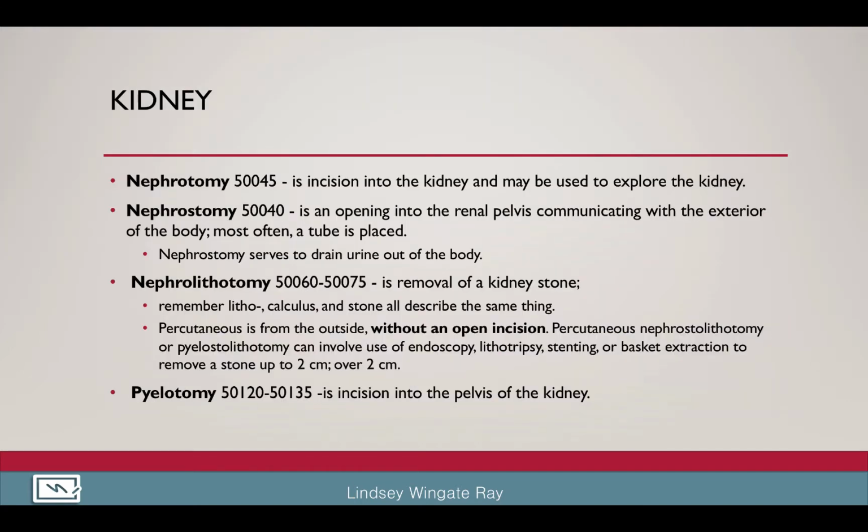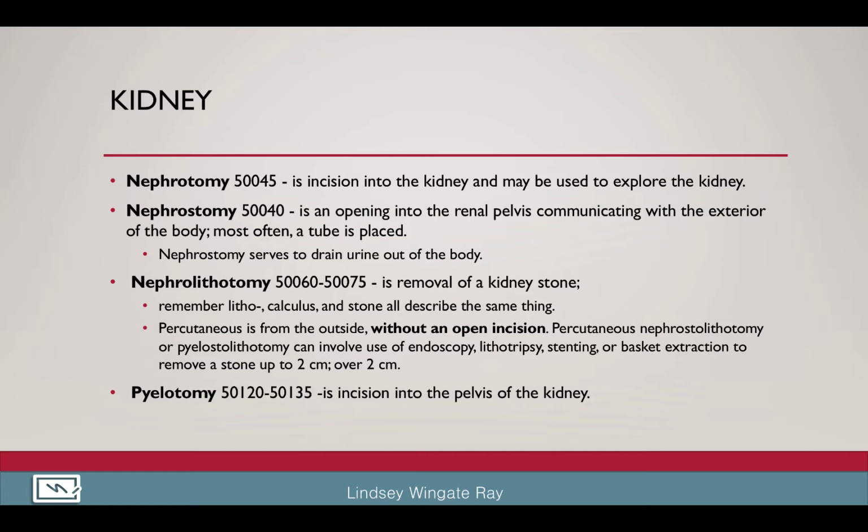Let's talk about the kidney first. Turn to that section in your book. A nephrotomy is 50045, and it is incision into the kidney and may be used to explore the kidney. A nephrostomy is an opening into the renal pelvis, communicating with the exterior of the body. Most often, a tube is placed. Nephrostomy serves to drain urine out of the body. And remember, stomy means artificial opening. Nephro means kidney.